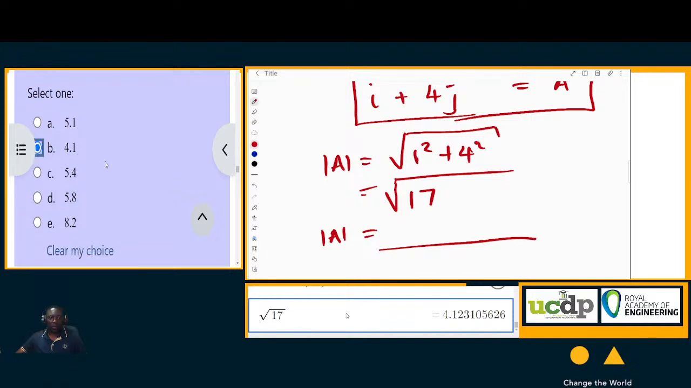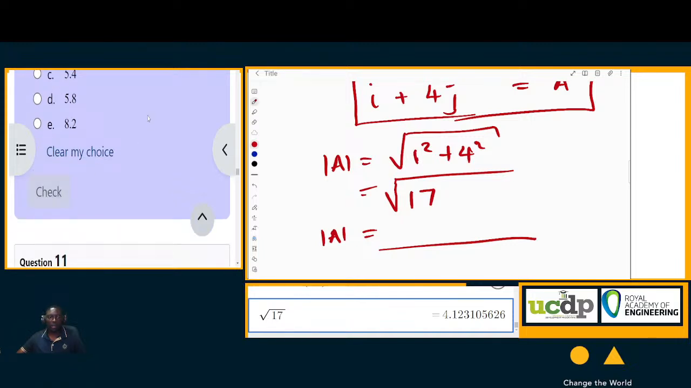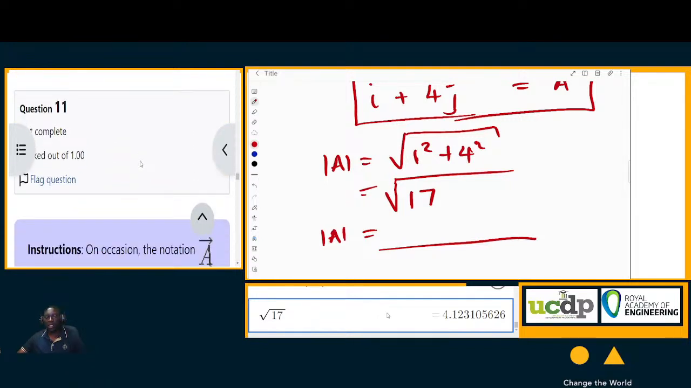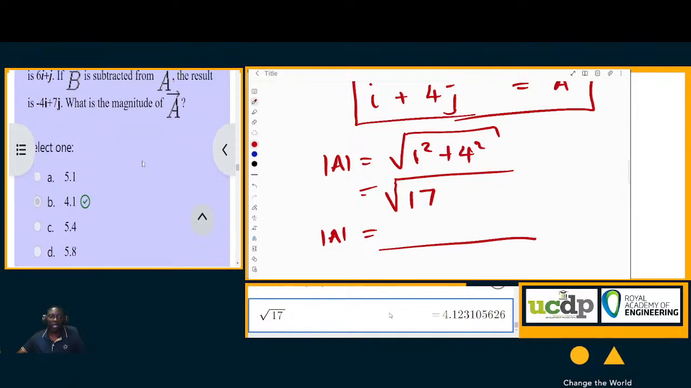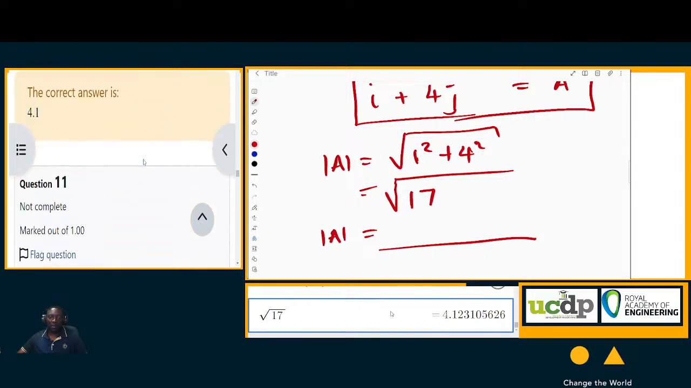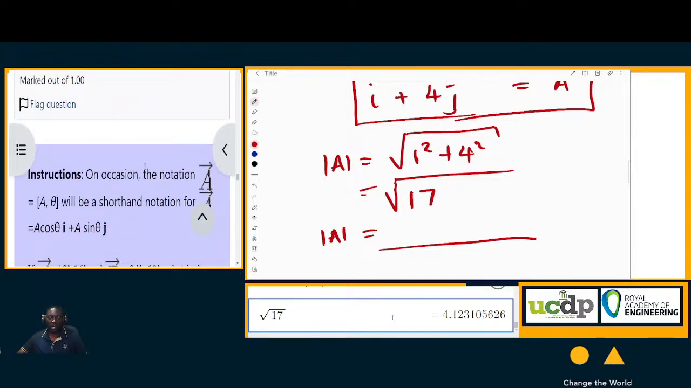Which is B. So B should be our choice. 4.12 is the correct answer. That's basically how you find the magnitude. You have to find this vector A first and then get the magnitude of that vector. So that's the process. If you have any questions, please feel free to highlight, and we'll try and address them as quickly as we can. Okay, so that's number 10.